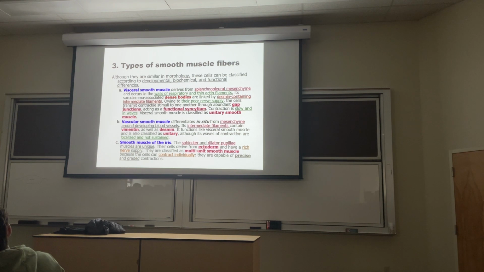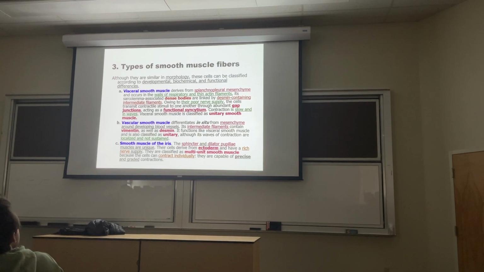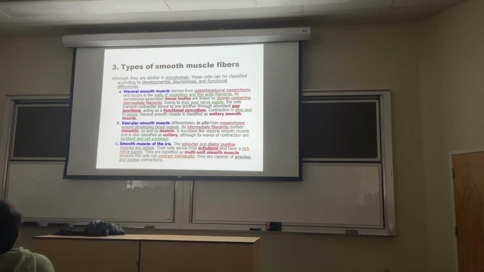Here, the waves of contraction are more localized to that particular area, and they're not sustained like they are in visceral smooth muscle. So there's a difference there. Finally, the smooth muscle of the iris is derived from ectoderm, and each smooth muscle cell contracts individually. That's why we call it a multi-unit rather than contracting as a unit. So instead of a single unit contraction, it's multi-unit, different cells contracting individually.